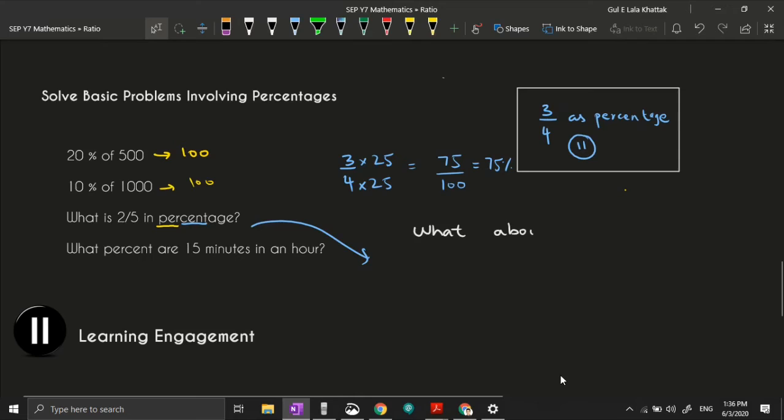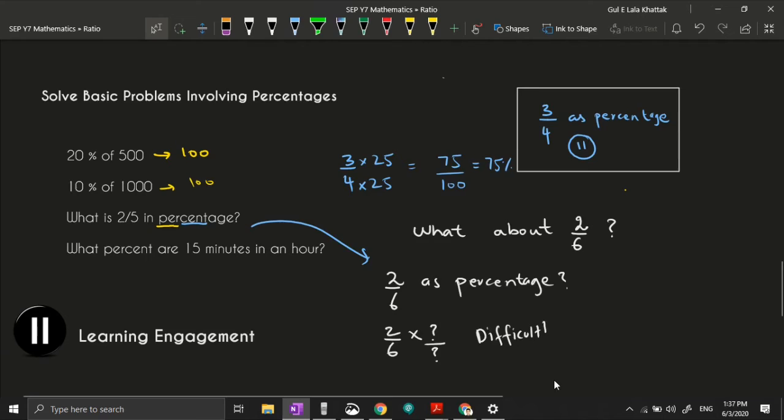What if we are given a difficult fraction, something like 2 by 6? Write 2 by 6 as a percentage. What should we multiply with the denominator to make it 100? It's difficult, right? We have to use a different method to solve this.